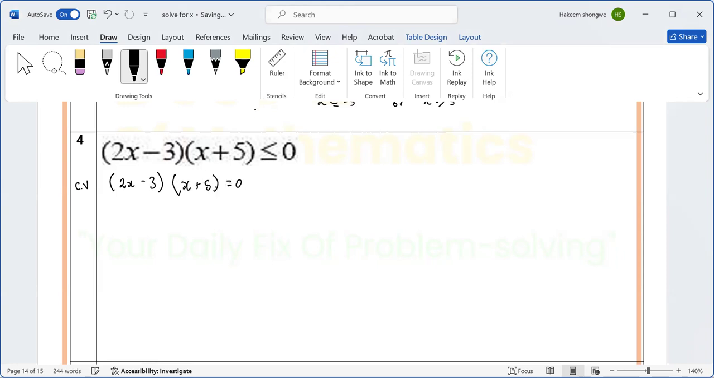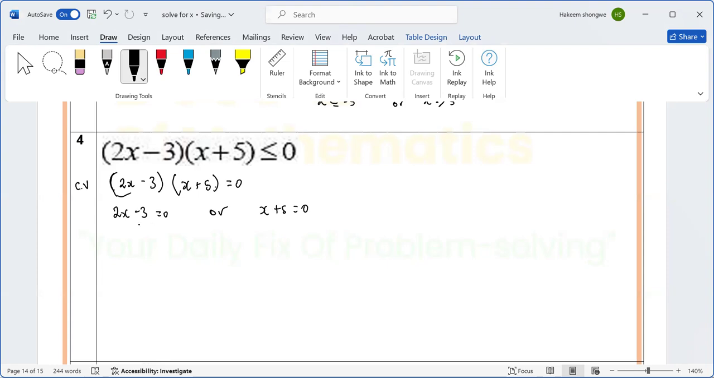Now there are brackets. Once there are brackets, we should check if we can apply the factor law. What do you think? Can we apply the zero factor law here? We can. So we're going to have 2x minus 3 is equal to 0, or x plus 5, which is going to be 0.